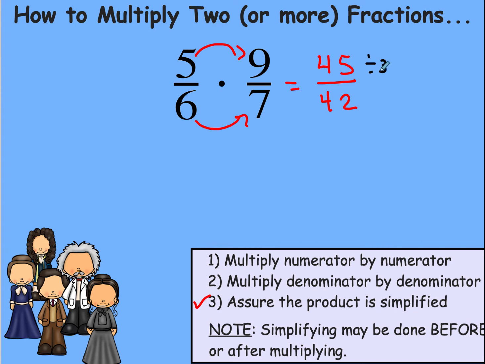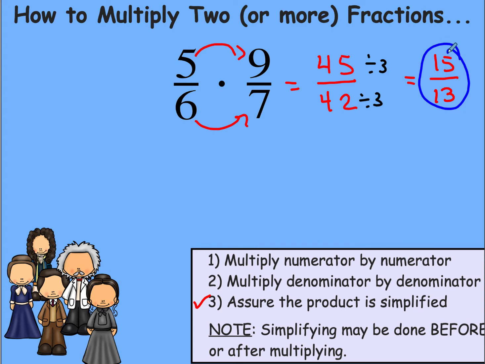And because 42 is also divisible by 3, I'm dividing each by the common factor, which gives me 45 divided by 3, 15. 42 divided by 3, 13. Now, my answer is 15 over 13. And I'm going to leave it like that.